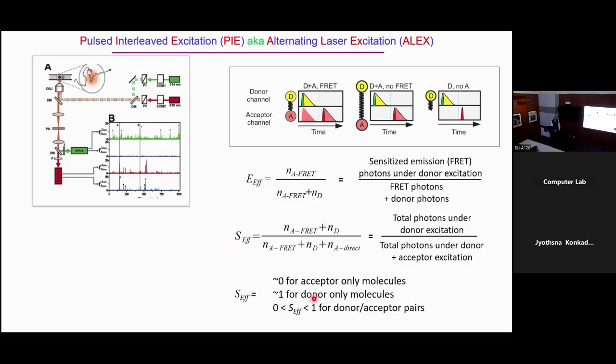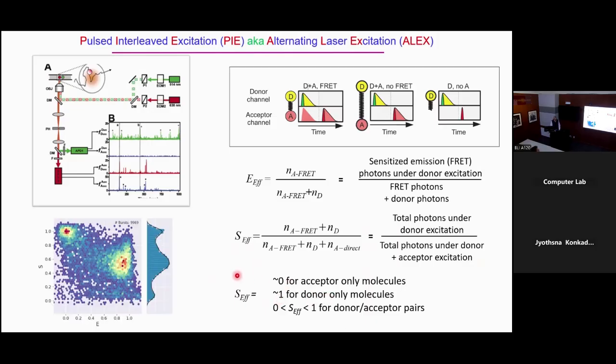That'd be half if it's one of each of the two fluorophores. And now we can plot the FRET efficiency against this stoichiometry variable, and we get these different peaks. So this is the donor only. The S is 1, as it shows here. Down here is the acceptor only particles. And in the middle, at about 0.5, these are duplexes that have both fluorophores in them.